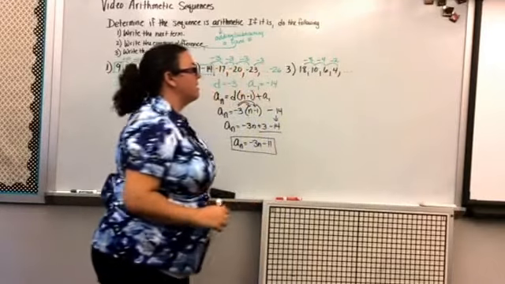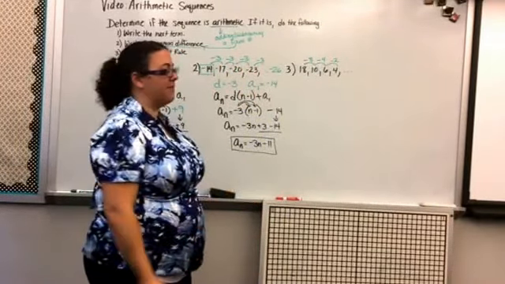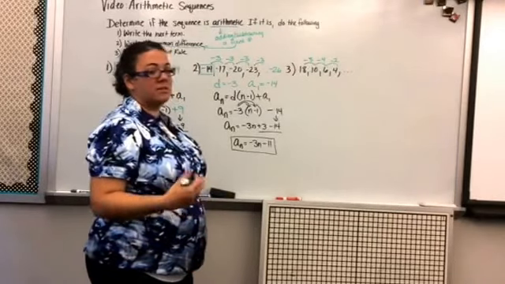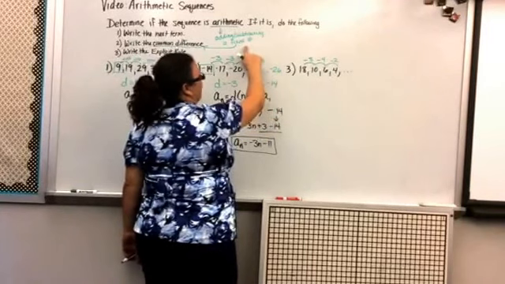I see a pattern. It's getting half each time. The number that I'm subtracting is half each time. My next one, I probably would subtract 1. But that's not a fixed number, so this is not arithmetic.